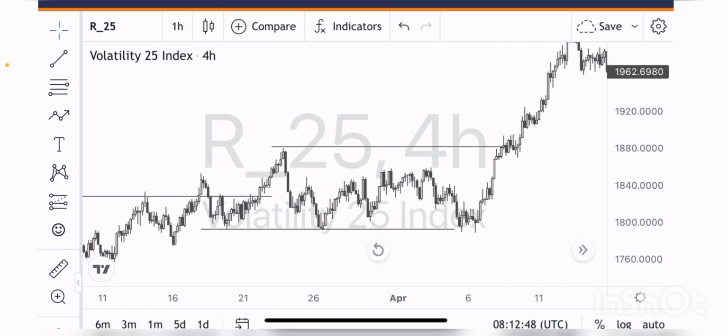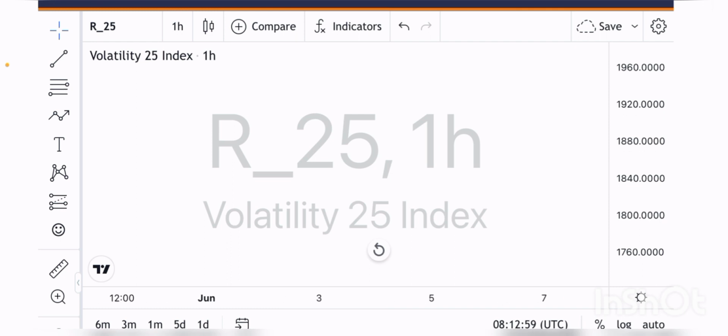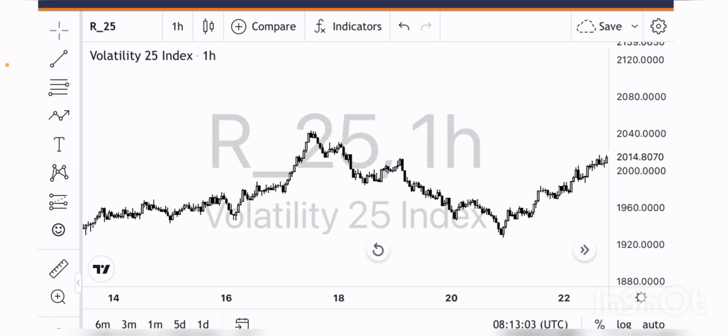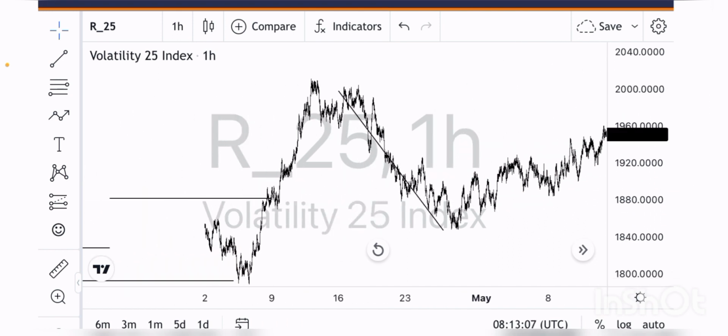Let's not use the 4 hours time frame. Let's just go to 1 hour time frame and see what the market did on this 1 hour time frame, and let's see if that is truly a complex corrective wave. It will definitely just confuse a lot of traders. You start seeing buying, you start seeing sell.